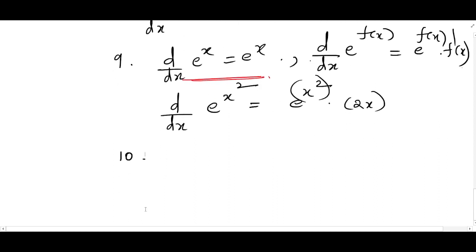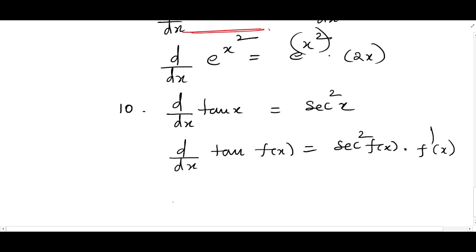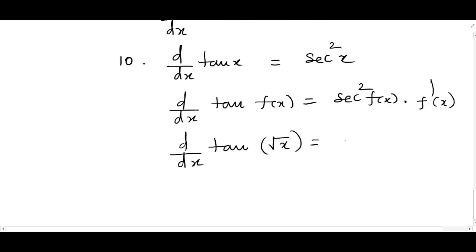Next is the derivative of tan x, which is sec square x. Then the derivative of tan f of x is sec square f of x into f dash of x. So if I take f of x as root x, and we know the derivative of root x is, that is, the derivative of tan f of x is sec square f of x, meaning sec square root x, and again the derivative of root x is 1 upon 2 root x.